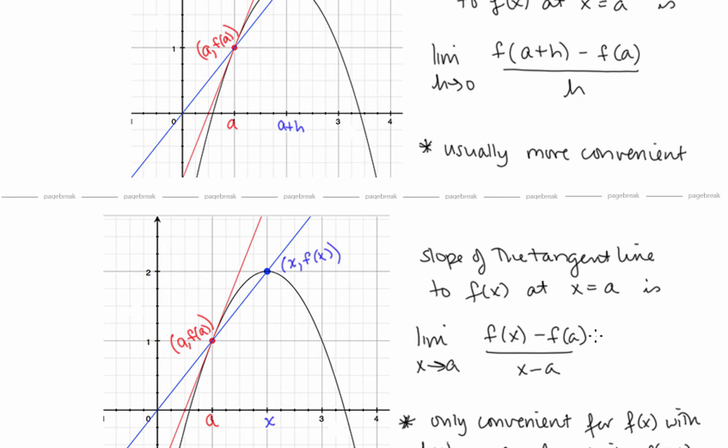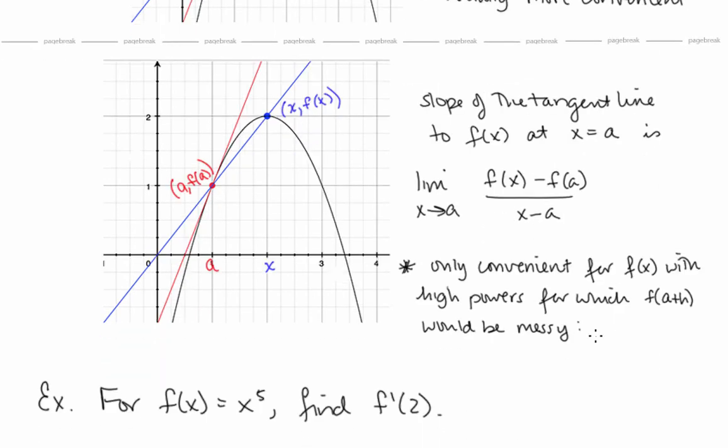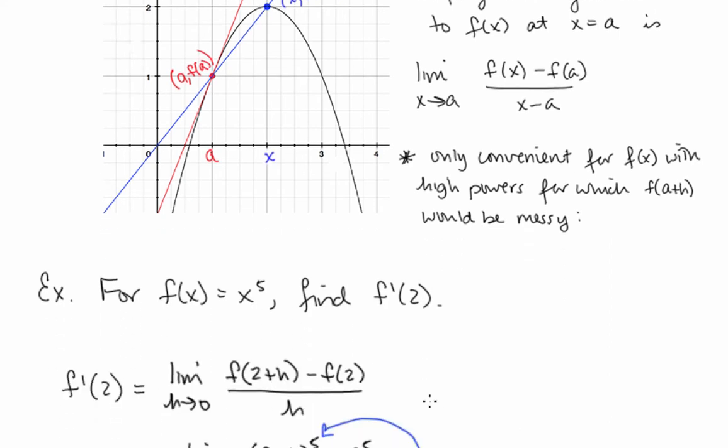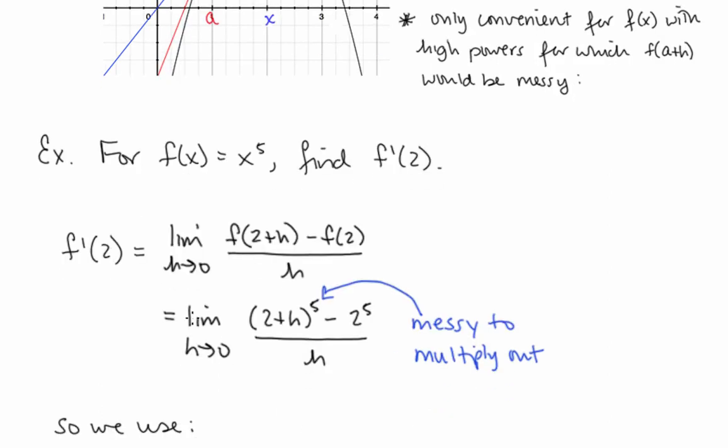And so it might be more convenient for a few cases, and in my opinion, it's only most convenient for f of x with high powers, for which f of a plus h would be messy. So, for example, if we're looking at f of x equals x to the fifth and we want to find f prime of 2, if we set up our original computation, limit as h goes to 0, f of 2 plus h minus f of 2 over h, that means we have to expand 2 plus h to the fifth power. It's messy to multiply out and it leaves a lot of room for error.